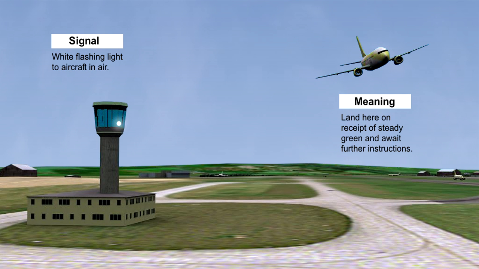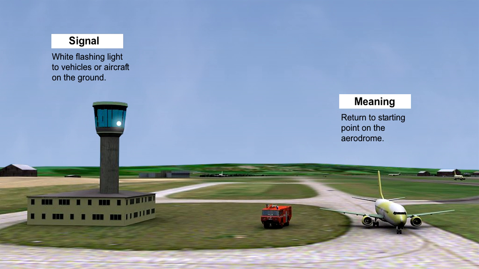A flashing white light from air traffic control to an aircraft in flight means that the pilot is to land here on receipt of a steady green light and then await further instructions. A flashing white light from air traffic control to an aircraft or vehicle on the ground means that the aircraft or vehicle is to return to the starting point on the aerodrome.